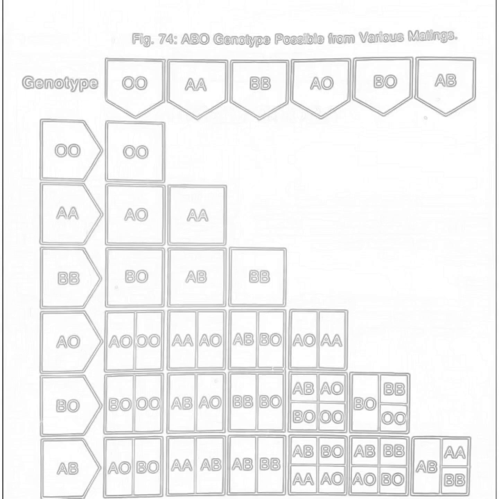Same here. Listen about the AB. AB is a universal acceptor. It can take blood from anyone: O, AA, BB, AO, BO, AB. And O is a universal donor. It can give blood to each and everyone, but it can't take blood from anyone. It can only take blood from O.